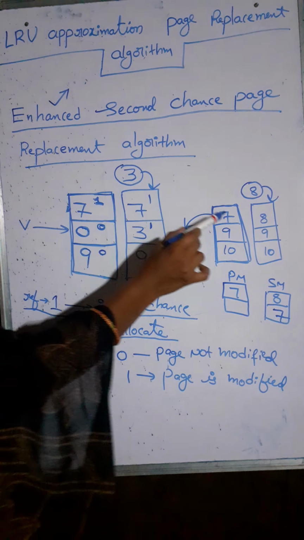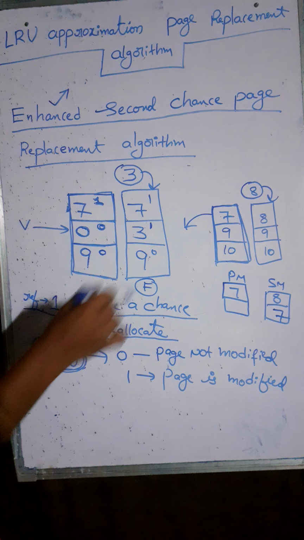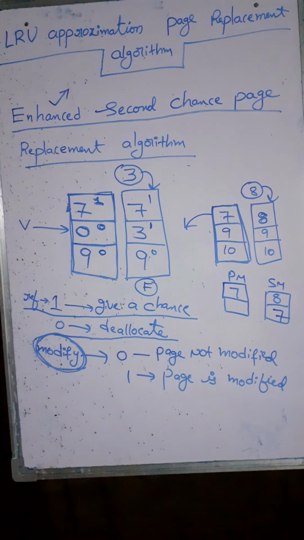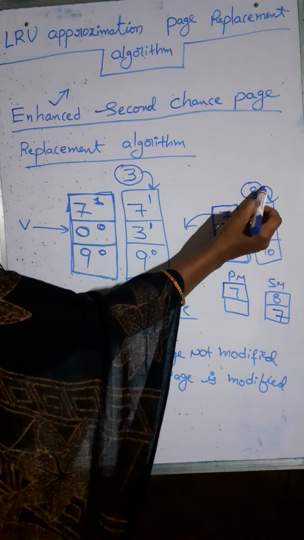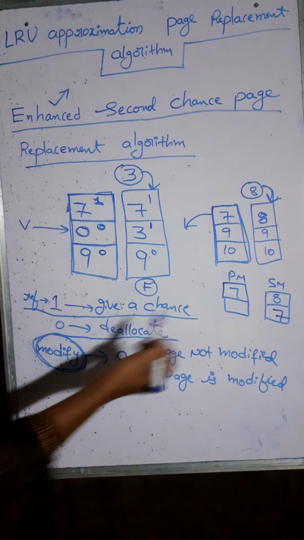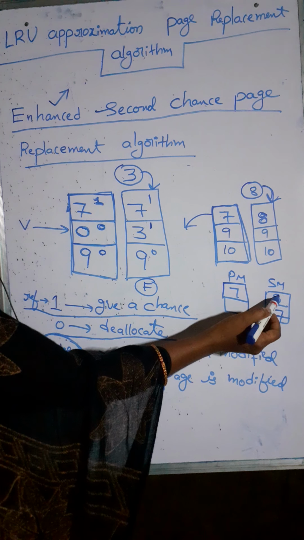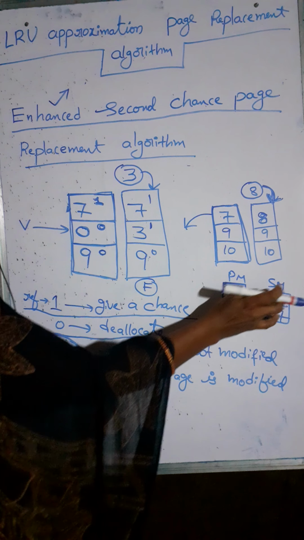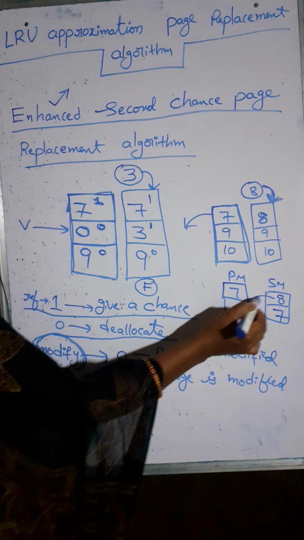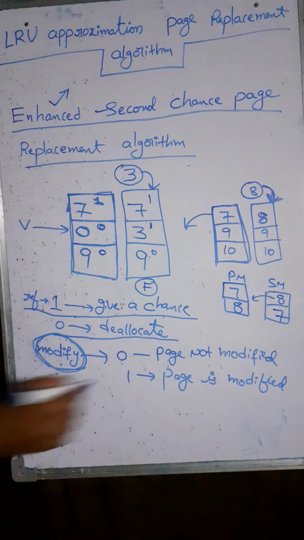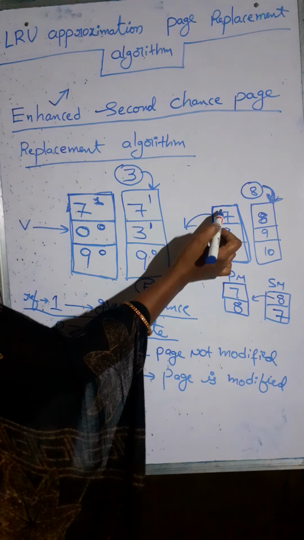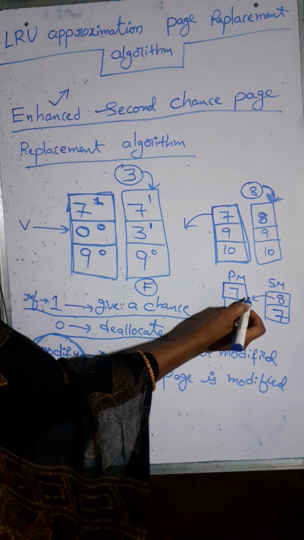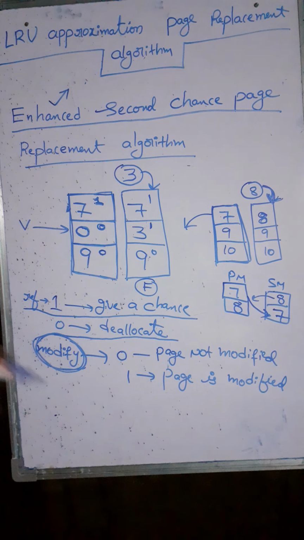Now the memory space of 7 should be deallocated, and in place of 7, memory space should be allocated for page number 8. So 8 should be loaded into the primary memory, right? That means 8 was previously available in the secondary memory, and now we are loading it into the primary memory. From secondary memory, a copy of 8 is moved to the primary memory. Now we are deallocating the memory space of 7, right? That means 7 is currently available in the primary memory, and since we are deallocating its memory space, it should move from primary memory to the secondary memory.